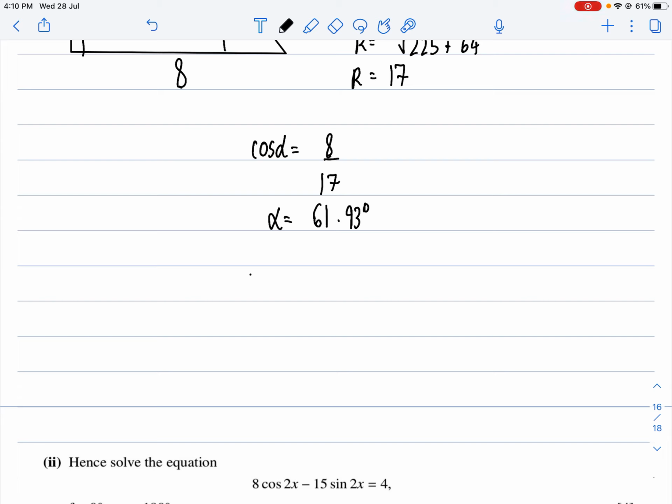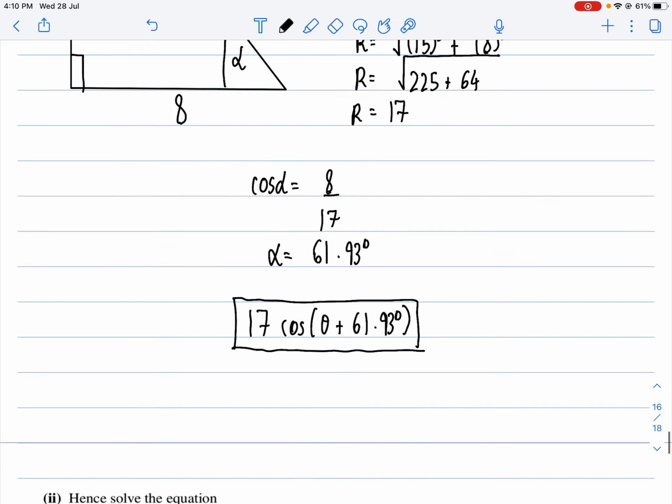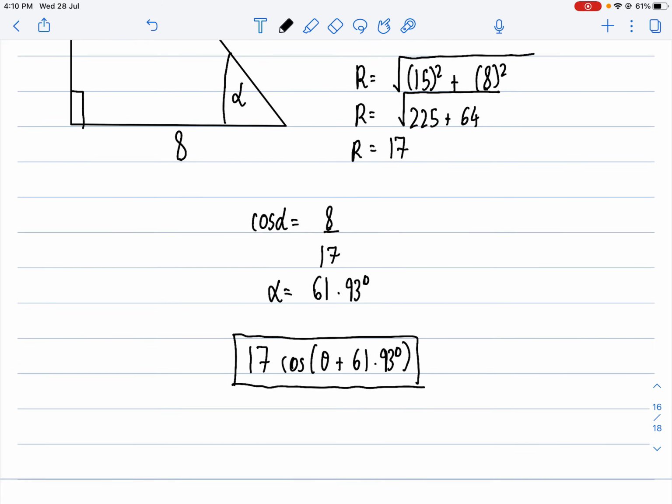So my final form is 17 cos theta plus 61.93 degrees. Correct? This is the form which I needed to maintain in the question. So this is my answer. This is the basic concept which you need to know.